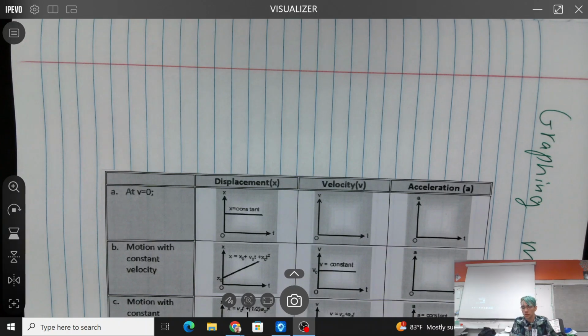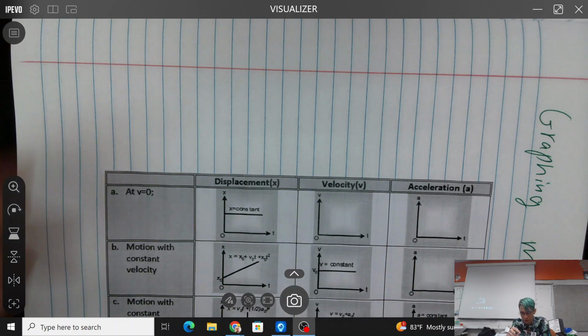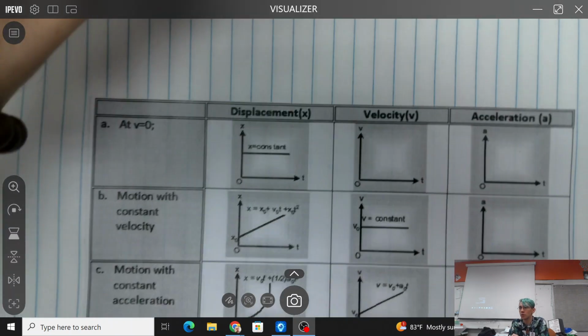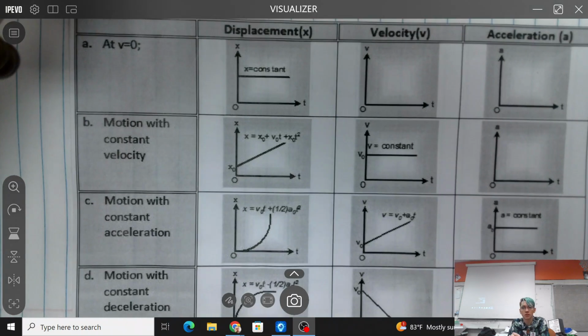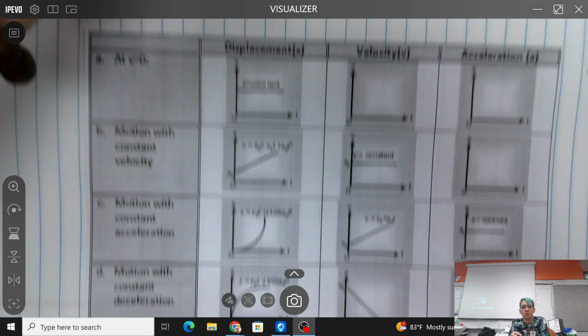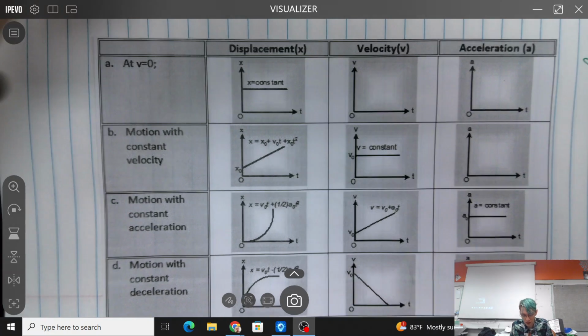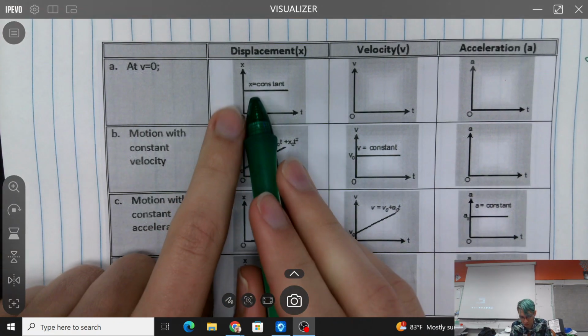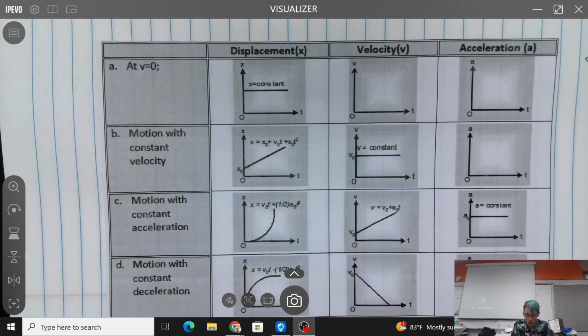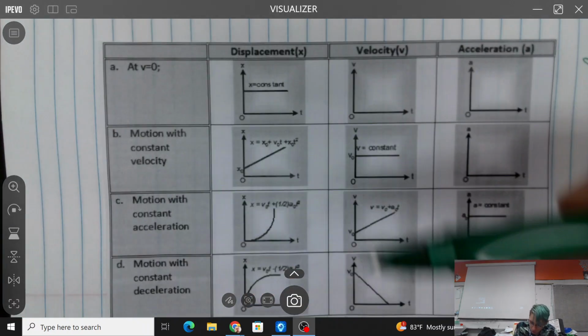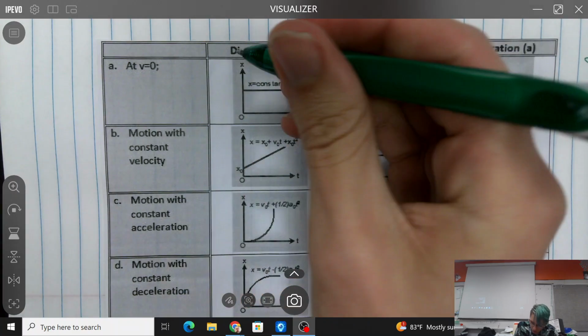There we go. So let's do this. When we talk about graphing motion and showing motion on a graph, here's what this kind of looks like. If our velocity was at 0, it would be a constant position. Our position would not change. So remember that x can also equal position, or x can mean position.